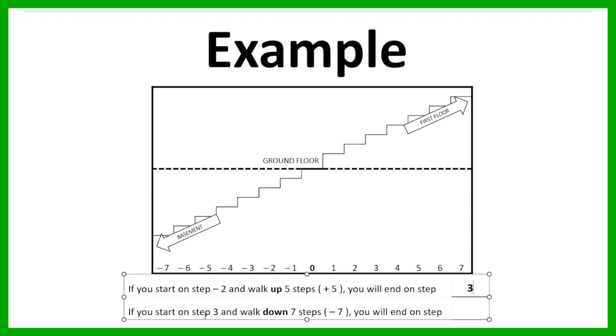Then if you start on step 3, so if you're starting over here and you go down 7 steps, or you go -7, so minus means in the negative direction towards the basement, then we're going to go 1, 2, 3, 4, 5, 6, 7, and we end up on step -4 over here. It is 4 steps below the ground floor or below zero. So here you end up on -4.